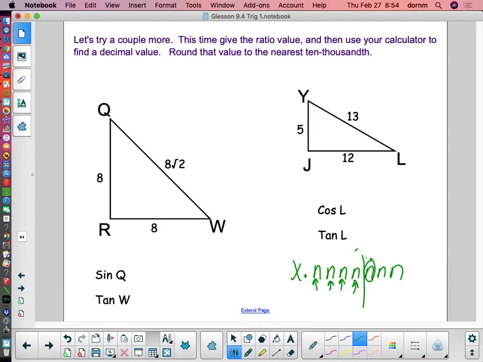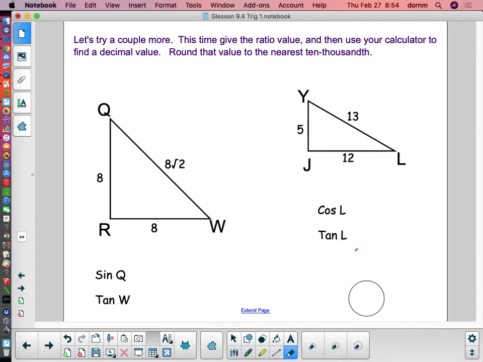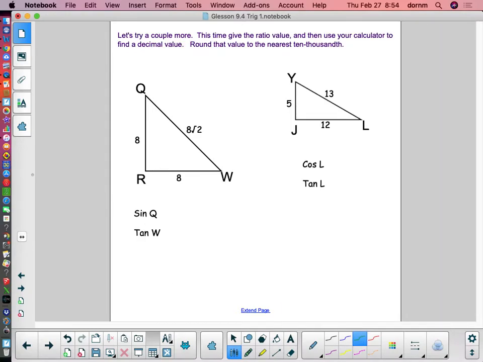Okay? So, because some people have had difficulty with some rounding, I want to make sure we're all good with that. I know we learned that a long time ago, but that's okay. So let's take a look at this one. I want to find the sine of Q. Okay? Sine of Q. If I'm doing just this problem, what's my first thing?